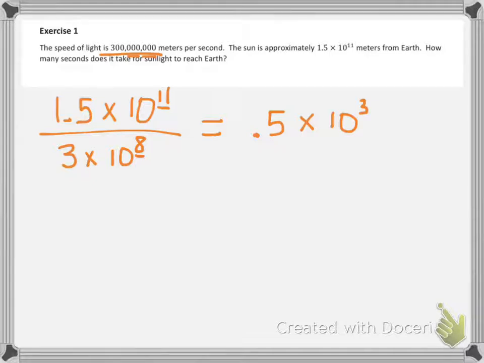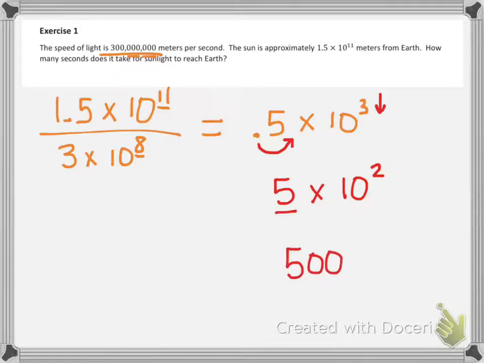And then you should be able to recognize that we are not in scientific notation. I need a leading digit before the decimal, between 1 and 9. So this is going to be 5 times 10, and then look, since we started with a 0.5 and we're going to change it to something bigger, 5 is bigger than 0.5, then my exponent has to get lower. So that's going to be 10 to the second power, and that means that it takes 500 seconds. 500 seconds for light to reach Earth from the sun.